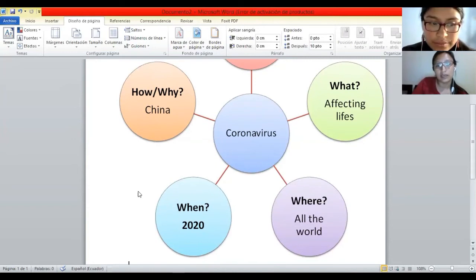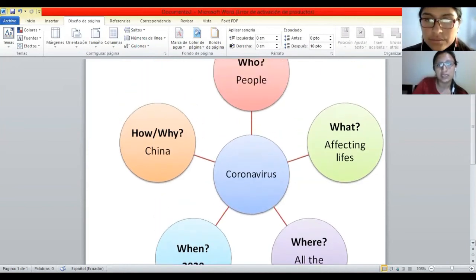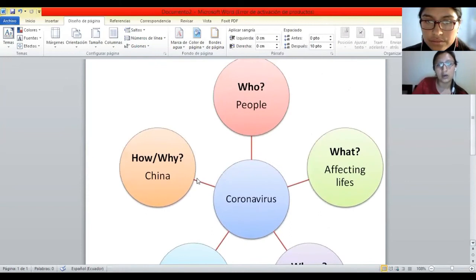When it happened, as you mentioned before, when is to talk about the time that the situation happened. It happened in 2020, and then how and why, as we know, coronavirus originated in China. Okay.